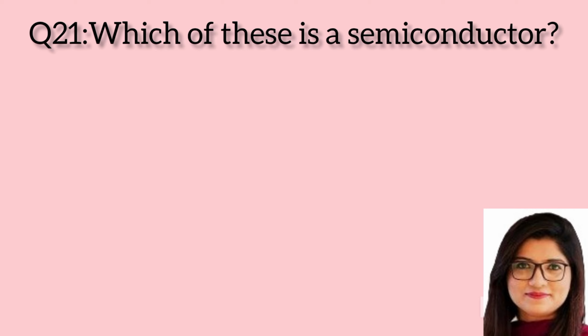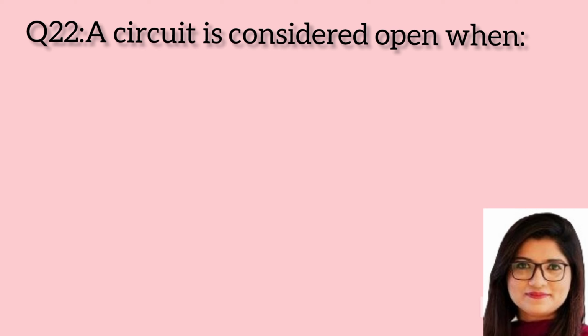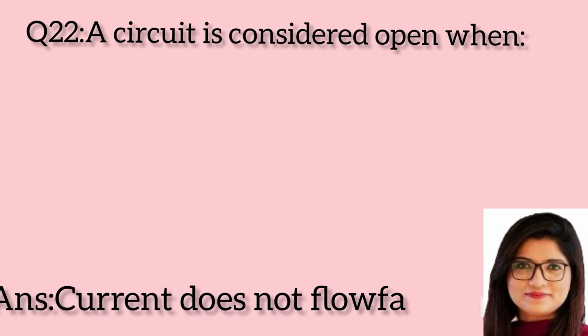Question 21. Which of these is a semiconductor? Answer: silicon. Question 22. A circuit is considered open when answer: current does not flow.